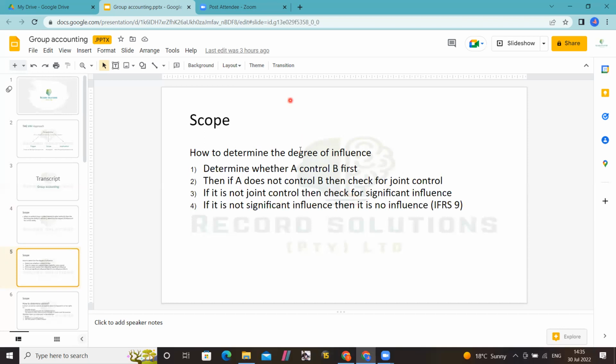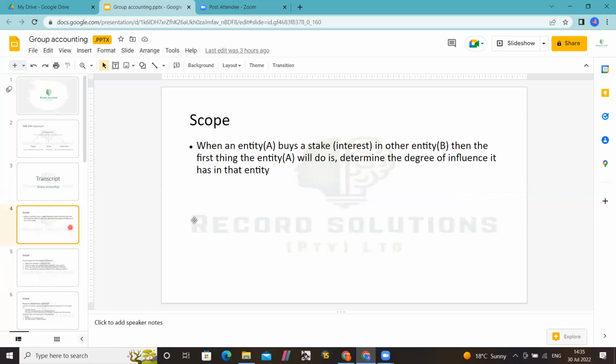However, at your level, I don't think you do joint control and significant influence in BCom. Because of that, I'll do these two topics, how to account for them or scope them, on demand. So you have to tell me when you guys are doing this. And then no influence is just when you have a normal investment, and they can also measure it via IFRS 9.